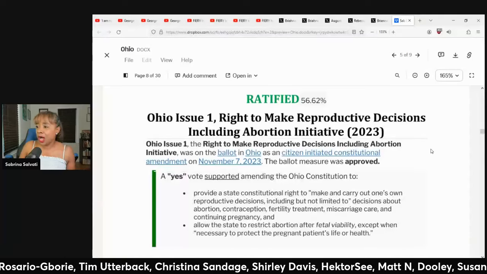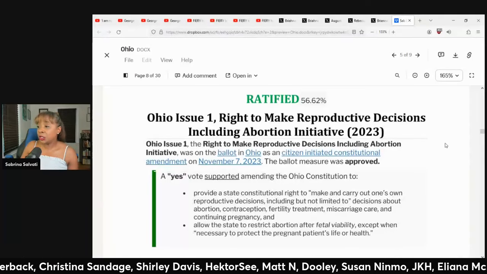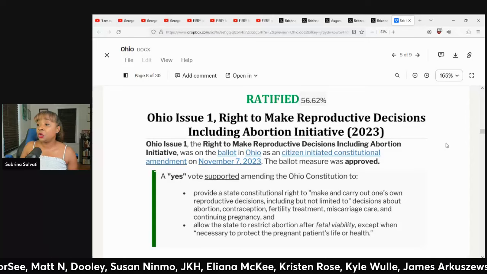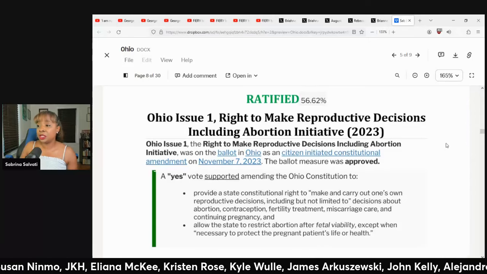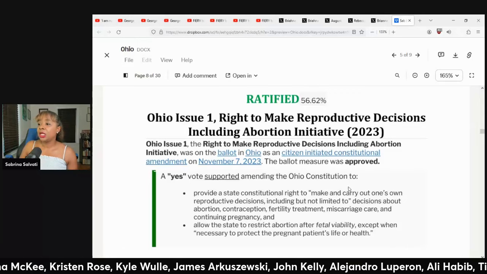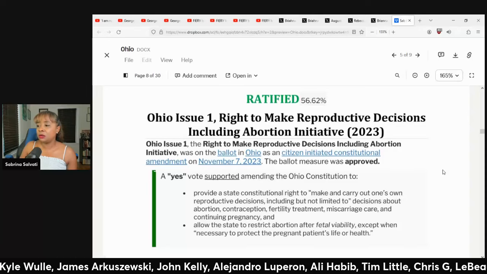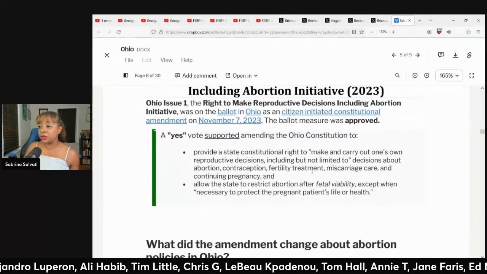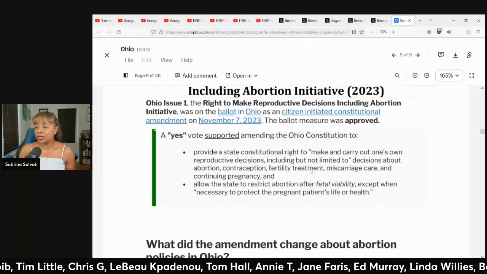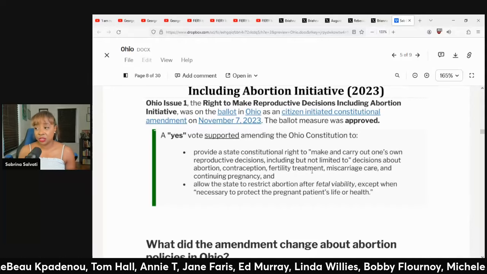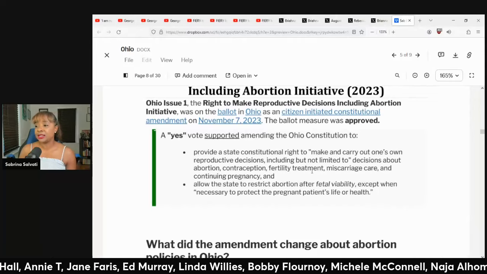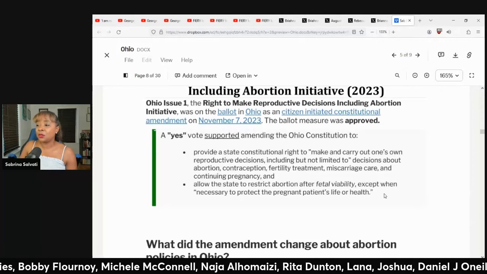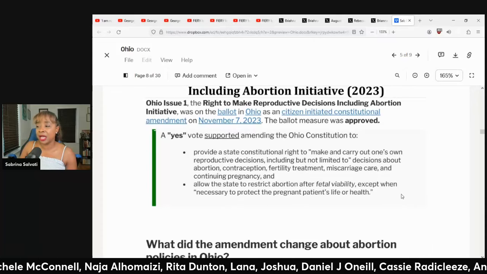So finishing up Ohio, the abortion issue. These are the Ohio ballot measures for 2023, the results. Ohio Issue 1: Right to make reproductive decisions, including abortion initiative. A yes vote supported amending the Constitution to provide a state constitutional right to make and carry out one's own reproductive decisions, including but not limited to decisions about abortion, contraception, fertility treatment, miscarriage care, and continuing pregnancy, and allow the state to restrict abortion after fetal viability, except when necessary to protect the pregnant patient's life or health.